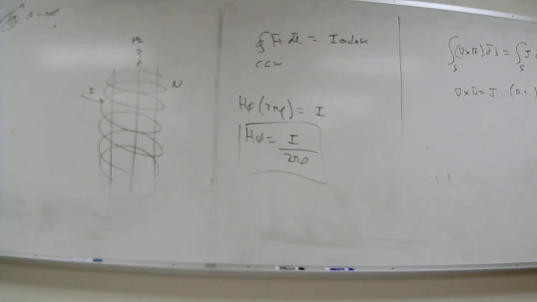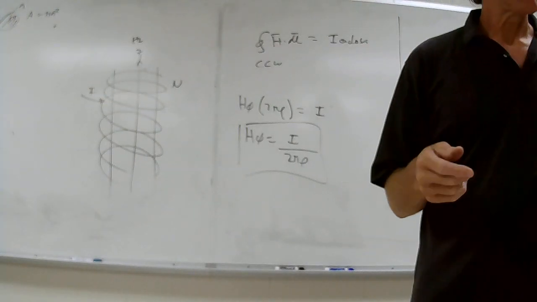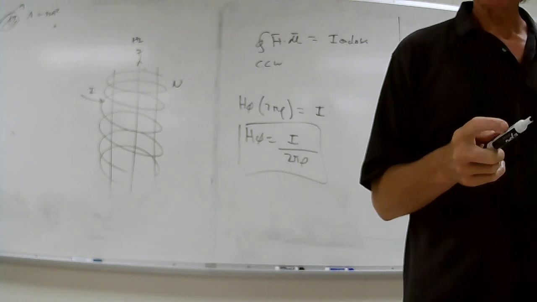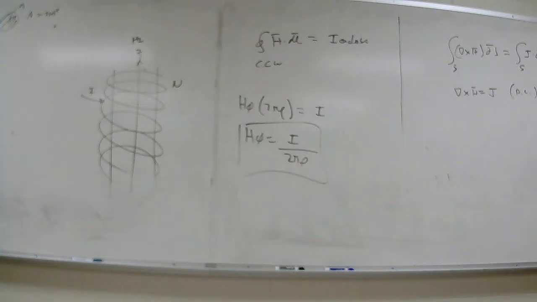It will be along the axis of the actual toroid. Do y'all see that? Now here's the part you have to pay attention to. So now I'm going to take this, and I'm going to say that I'm going to make an Amperian path.